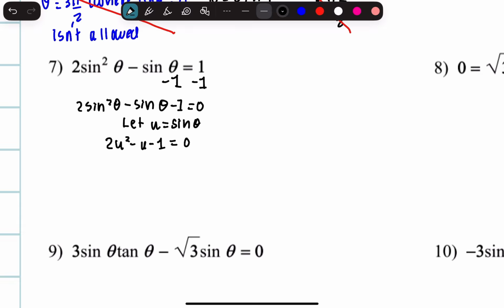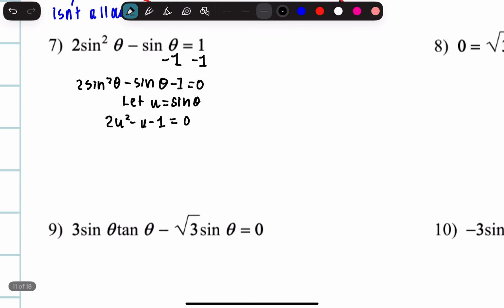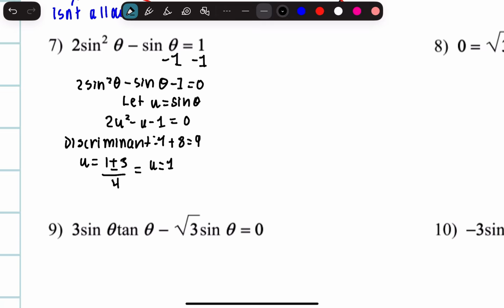You can also use the discriminant. The discriminant is going to be 1 plus 8, which is equal to 9. So for u, we have 1 plus or minus 3 over 4. And this is going to give u is equal to 1, and also u is equal to negative 1/2.